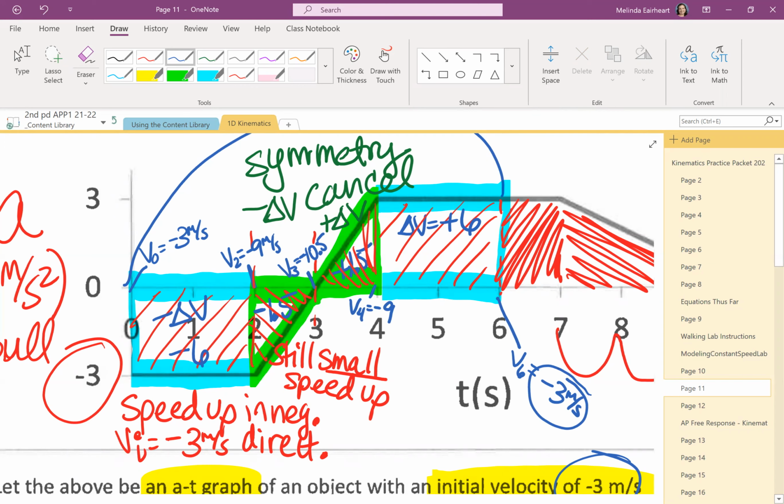Now you wouldn't have to do that math, maybe next time, if you recognize that when you have the symmetry, that speeding up and slowing down cancels each other out and you return to whatever you started the symmetry with, okay? Does that help?